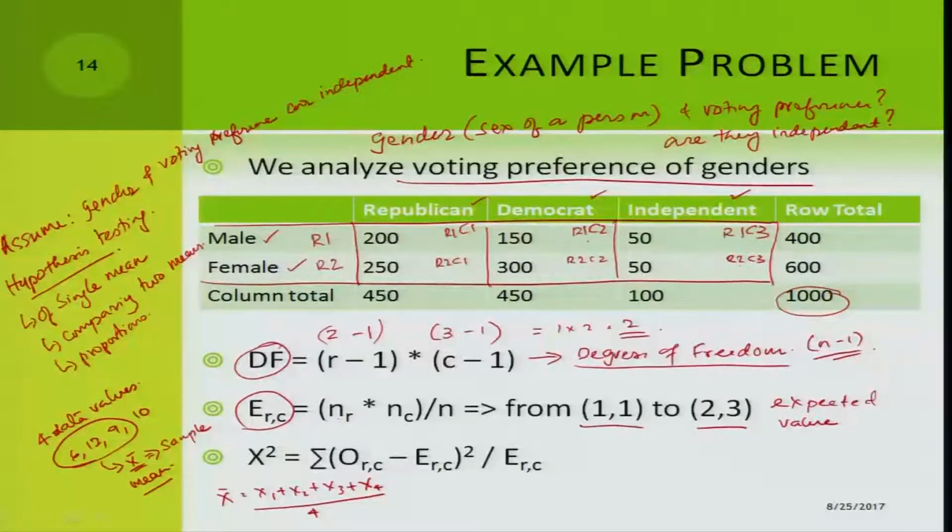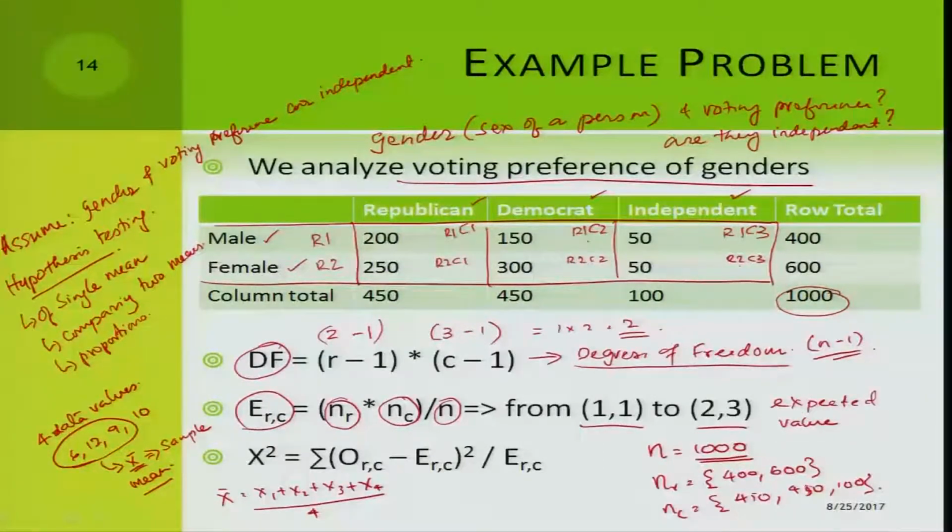How are you calculating the expected value? The number in the row, NR, multiplied by the number in the column, NC, divided by N. N is the total value. So here little n is equal to 1000, and NR has the values 400 and 600. NC, the number of columns, has the values 450, 450 and 100. These are the NC values, these are the NR values, and here is your N.